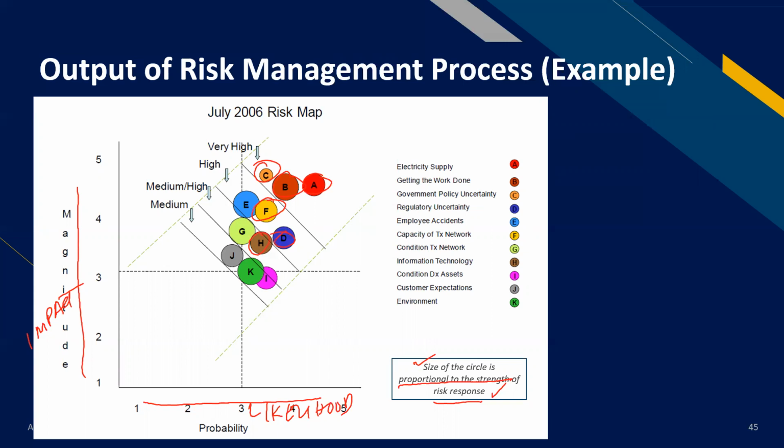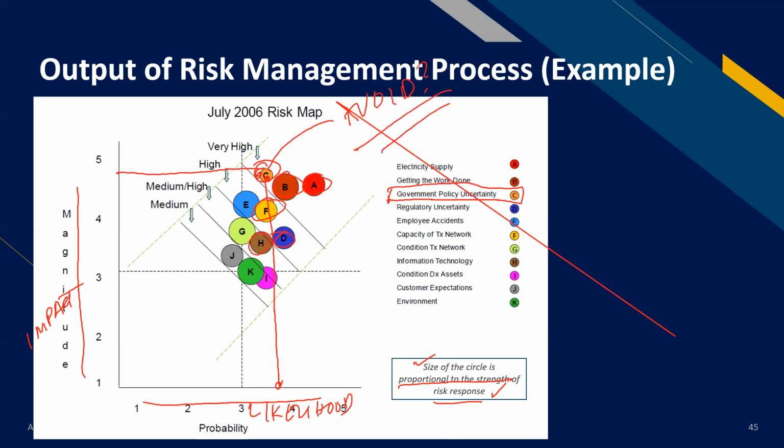What is risk C? Government policy uncertainty. Ibig sabihin, kahit anong gawin ko, ang risk niya is high talaga, ang magnitude high, and low and high ang probability, and I have very limited control over it. Right? And so you need to decide, should I avoid this? Kasi you need to also see that your portfolio of risk is heavy na ba on smaller items. Okay? If you look at letter B, pinakamalaki ang risk response ko dyan. Getting the work done.